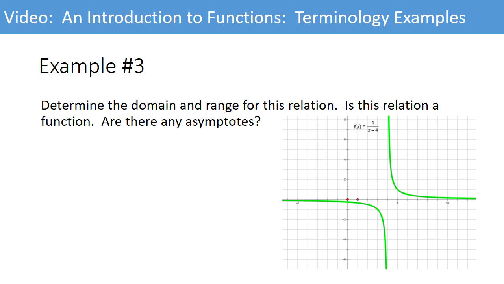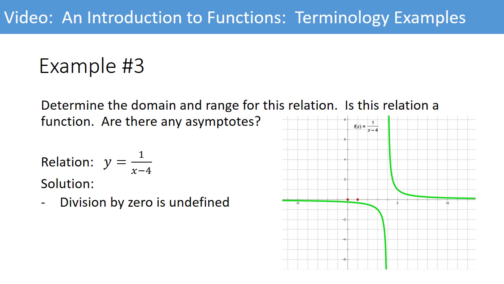Example number 3. Determine the domain and range for this relation. Is this relation a function? Are there any asymptotes? Here is the relation. y equals 1 divided by (x minus 4).